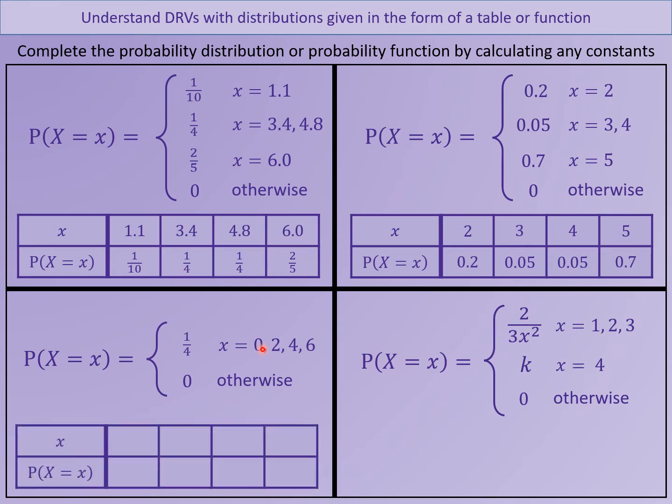So we can now fill in the table with the x values listed here, 0, 2, 4 and 6, and we can give them all a probability of 1/4. Notice that we didn't need to put the 0 otherwise when we were in a table.